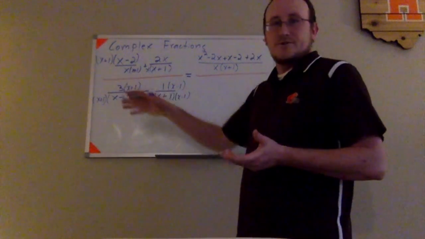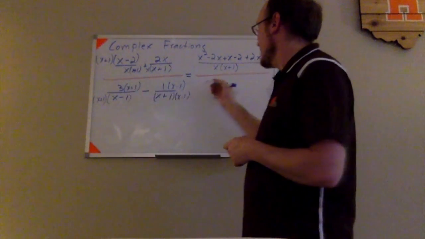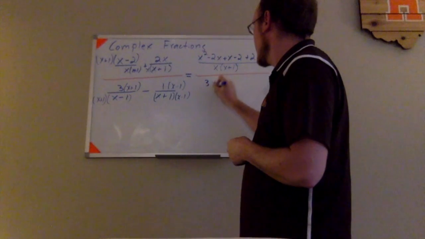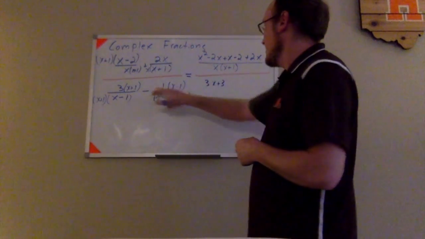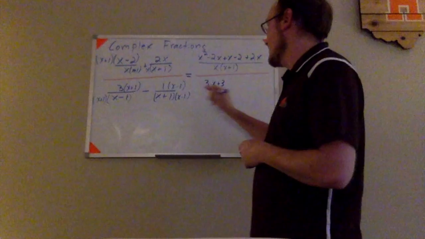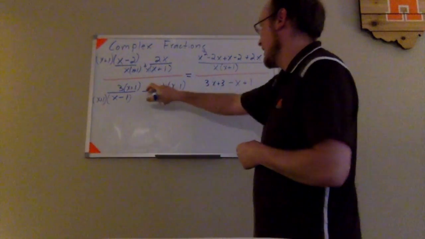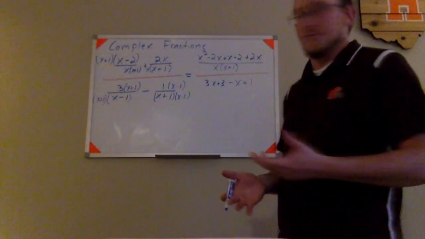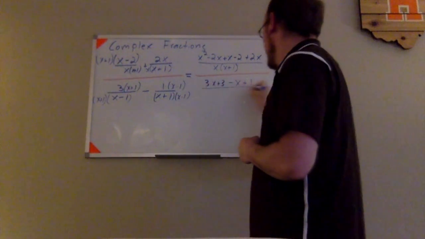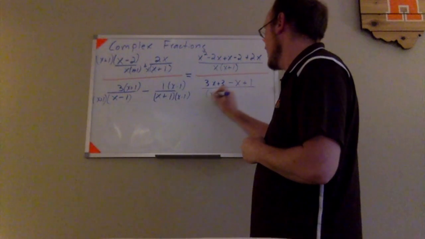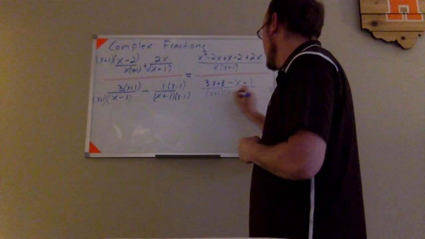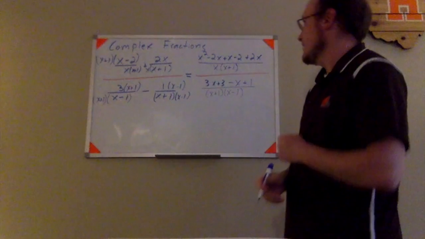Let's go ahead and do the distributing and simplify a little bit here. So that would give me 3x plus 3, and then make sure you take the negative with this 1 that we're distributing. That would be negative x plus 1. The negative 1 times a negative 1 makes positive 1. And that's all over the denominator of x plus 1, x minus 1 with that.